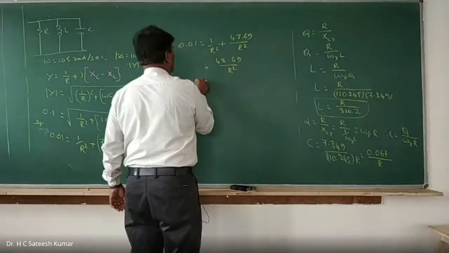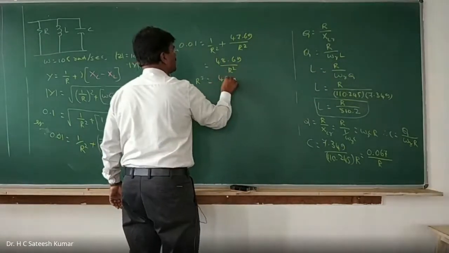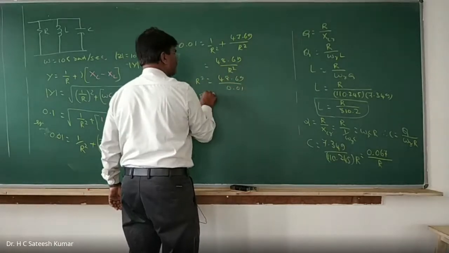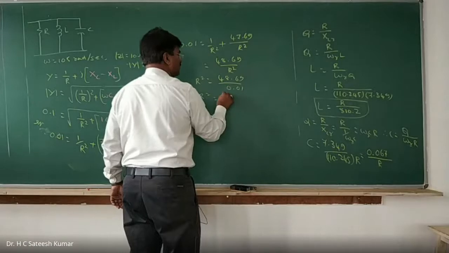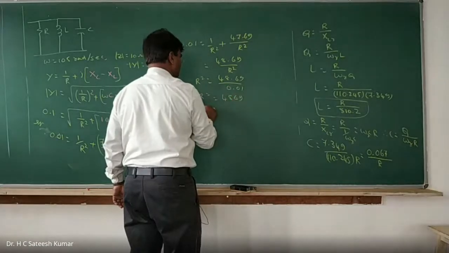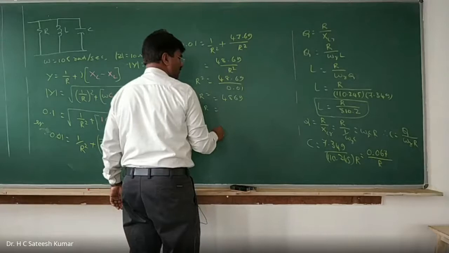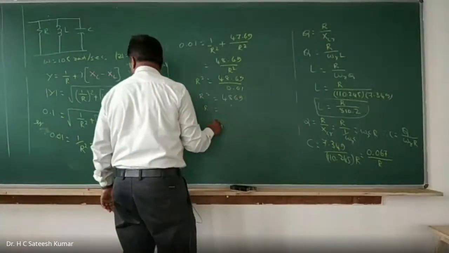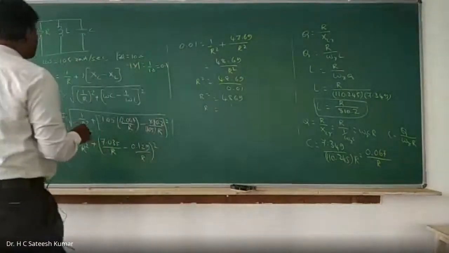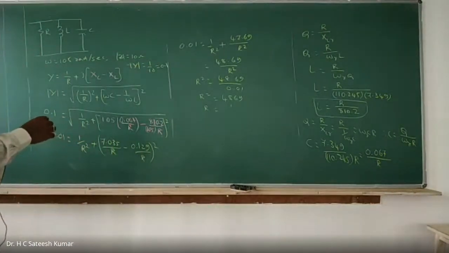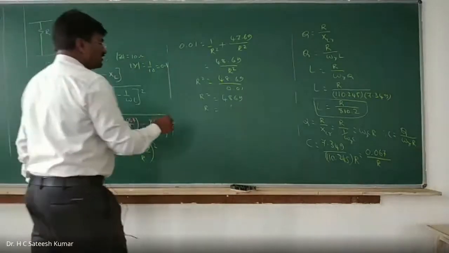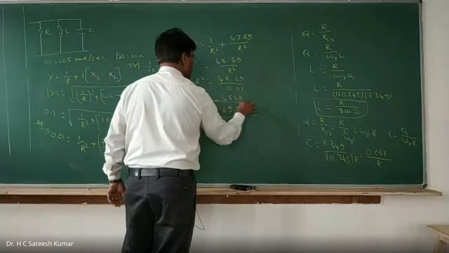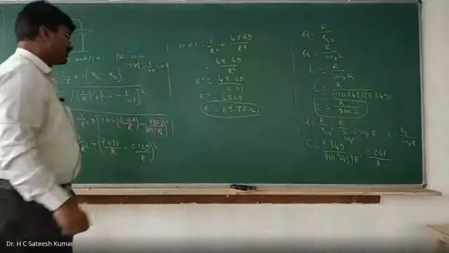So therefore R square is equal to 48.69 divided by 0.01. R square is equal to how much? 4869. Square root of it, 69.77 ohms, you will get it. R. Okay, right.